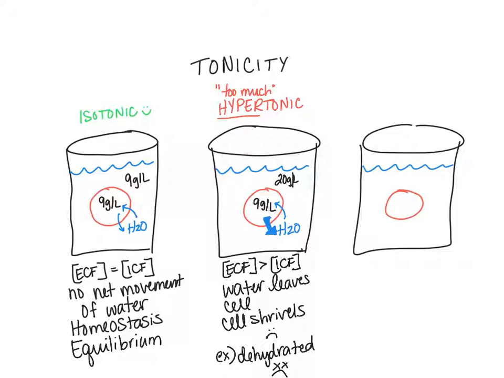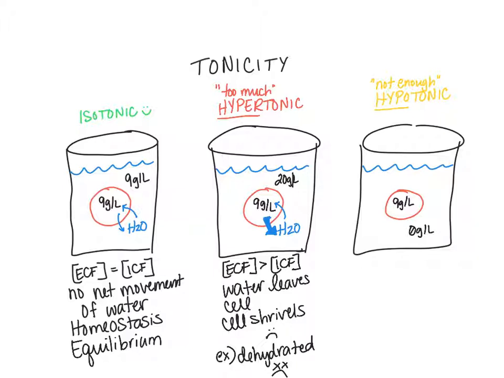The next condition we're going to talk about is our hypotonic. Remember, hypo means not enough or too low. And so in this example, we're going to keep the intracellular concentration the same, but let's say that the cell is now put in pure distilled water with a concentration of 0.